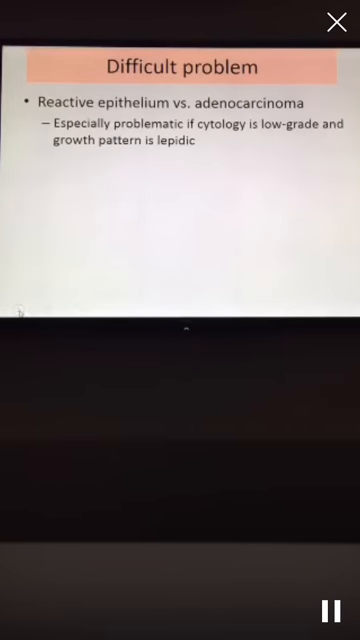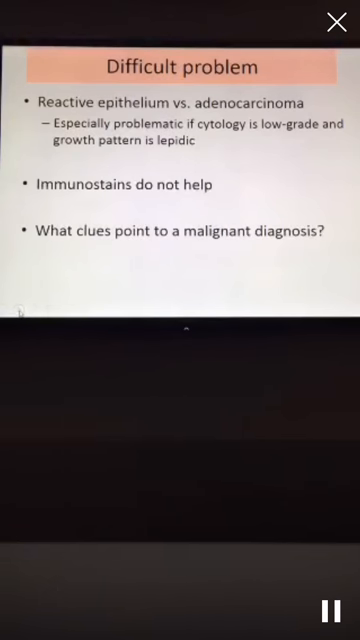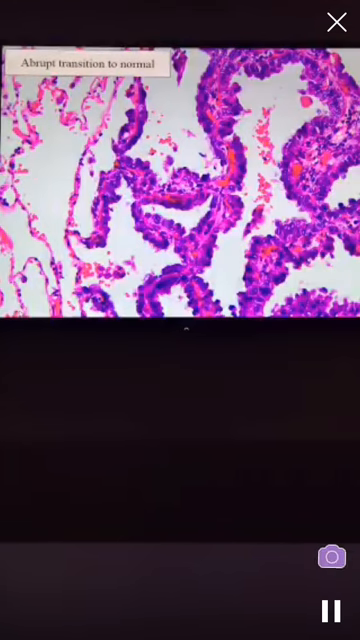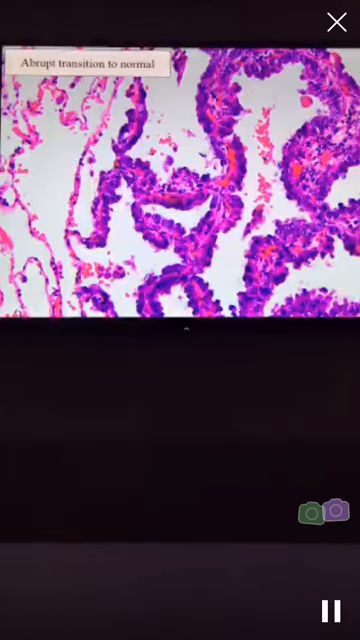So this problem, like I said, is a big problem if the tumor cells are low grade, and especially if the growth pattern is lipidic. Stains don't help, and we are going to talk about clues for a malignant diagnosis. So all the pictures I'm going to show now are malignancy. These are adenocarcinomas. So what helps?